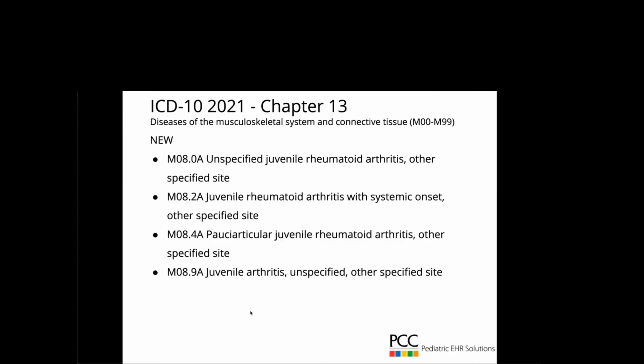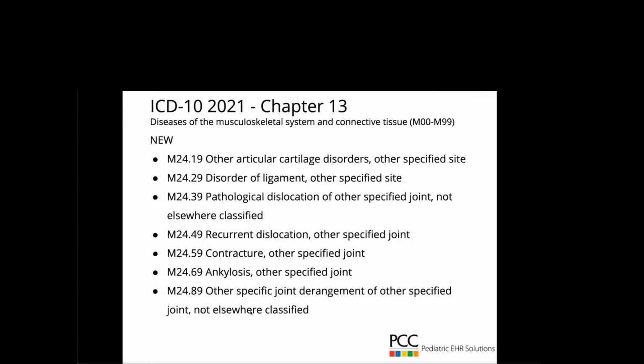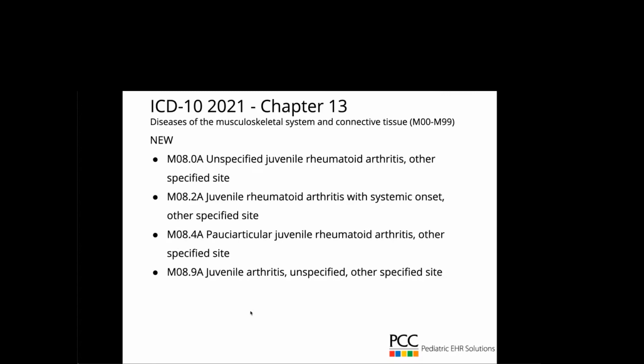Chapter 13, musculoskeletal system and connective tissue. There are a whole lot of changes. Yeah, there are several pages worth of changes. There are many changes in the tabular addenda, and among those there are several pages worth of relevant pediatric codes that I want to call your attention to.